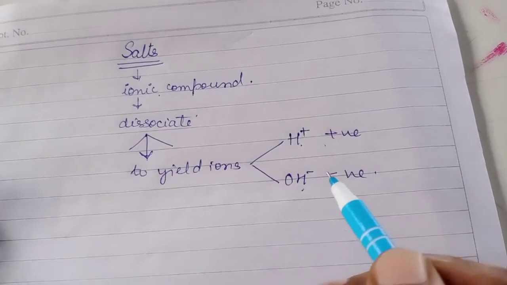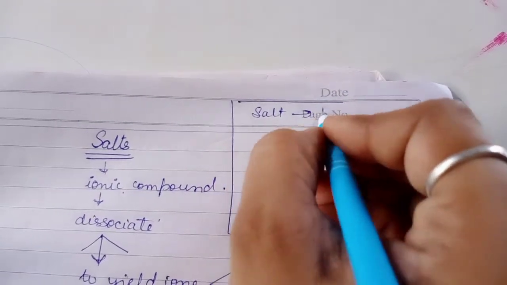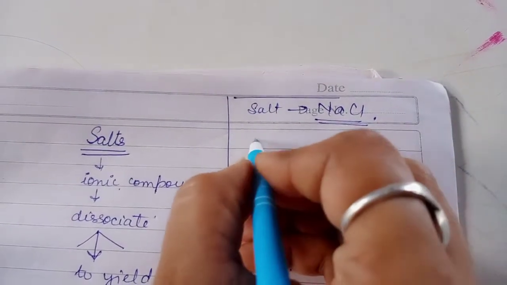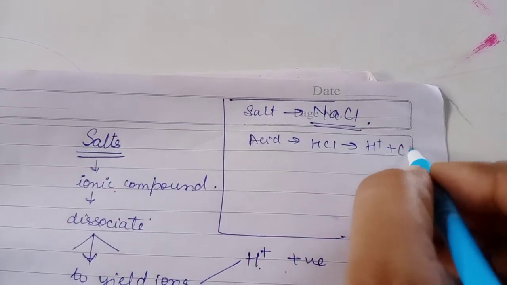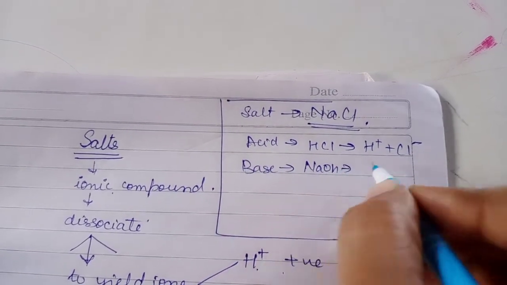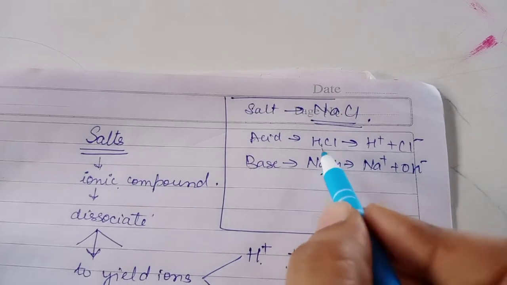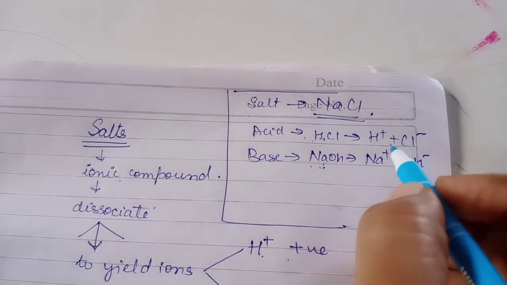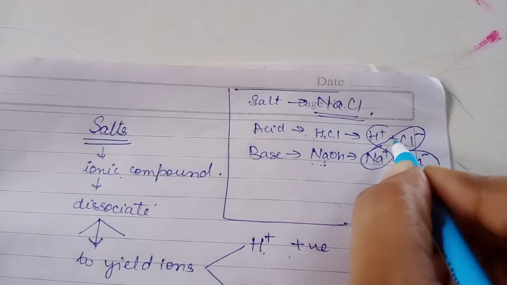So how is a salt formed? Let us take an example. Say, for example, I have a salt, common salt, that is NaCl. Now how is NaCl prepared? We have acid HCl. It will dissociate to give H plus plus Cl minus ion. And we have a base, that is NaOH. It will dissociate to give Na plus plus OH minus ion. Now when acid and base react, they produce salt and water. So they will produce salt, NaCl, and the other compound is water.